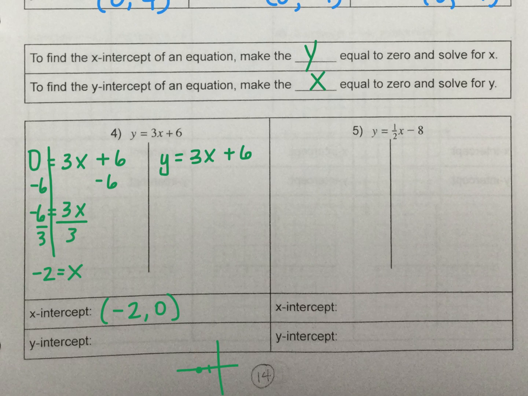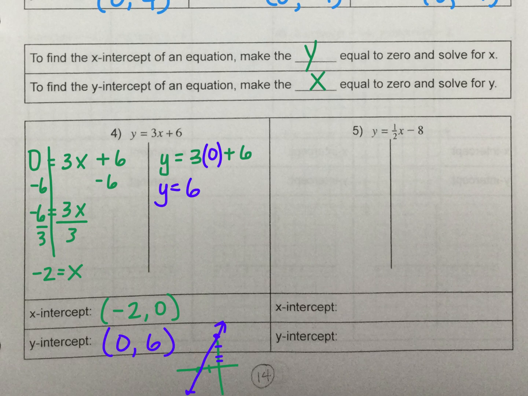Now let's do this other one. So this time, when I erase, I'm going to erase the x and plug it in for a 0. So 3 times 0, 0 plus 6 is 6. This one's easy to solve. So y is 6. So my y-intercept is 0, 6. 1, 2, 3, 4, 5, 6. So it'd be about right there. So your line would look like that.